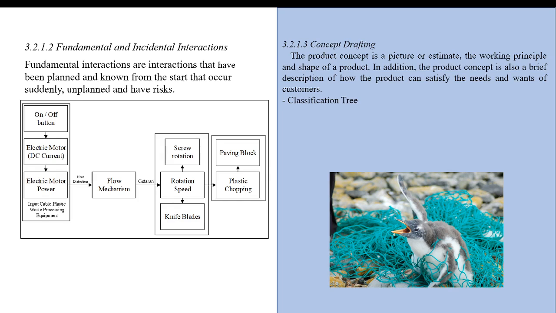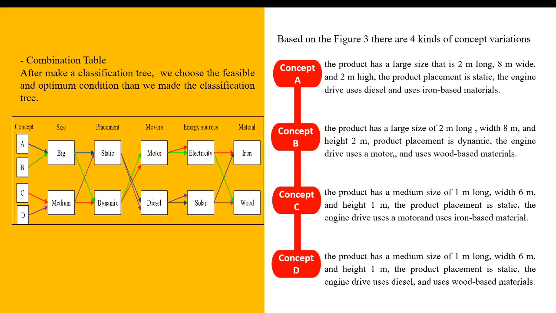Then we make the concept drafting that pictures or estimates the working principle and shape of the product. In addition, the product concept is also a brief description of how the product can satisfy the needs and wants of the customer. This is the combination table. After we make a classification tree, we choose the feasible and optimum condition. It is based on size, placement, movers, energy sources, and material.